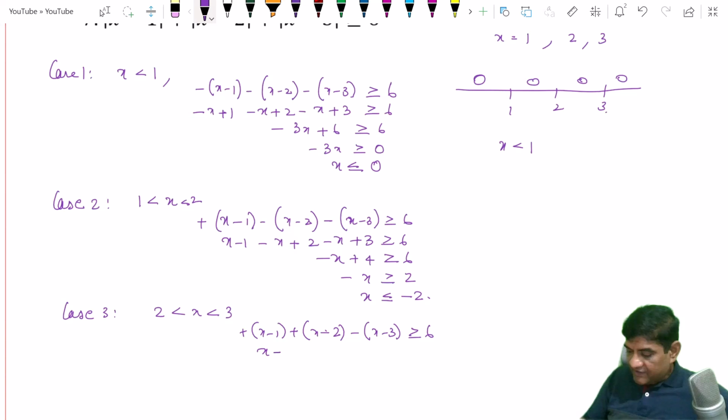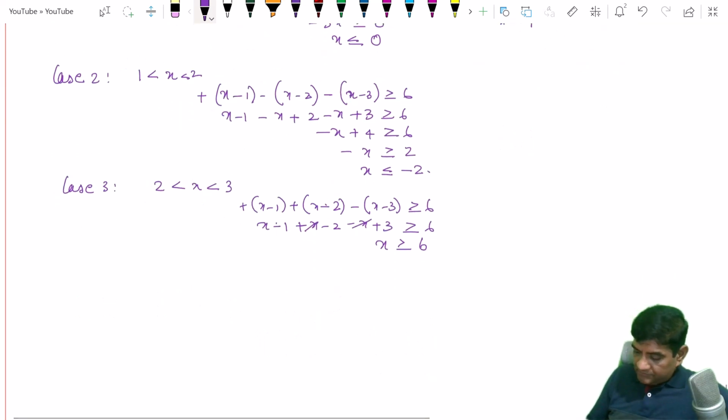So you're going to have x minus 1 plus x minus 2 minus x plus 3 is greater than or equal to 6. So x will get cancelled, so you'll have 0 over here. So basically x is greater than or equal to 6. Let's look at case 4.